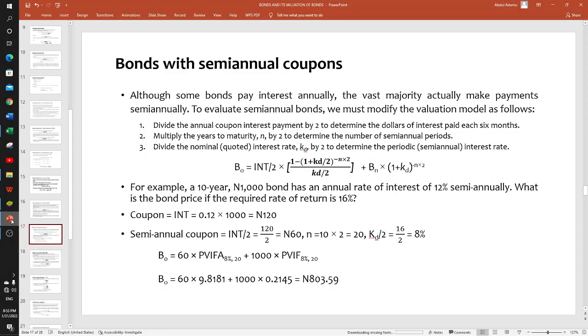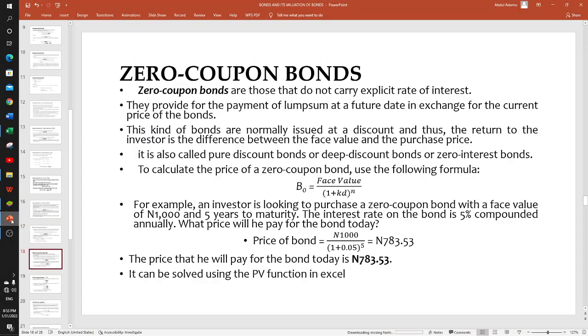Now the next thing we'll look at is the second type of bond, which is the zero coupon bond. From the name, zero coupon means that this bond does not pay coupon, so it does not carry an explicit rate of interest. It provides for a lump sum payment in the future in exchange for the current price. This kind of bond is normally issued at a discount, that is, the price you pay for it is lower than the face value. So the return is the difference between the face value and the purchase price. It is also called a pure discount bond, deep discount bond or zero interest bond.